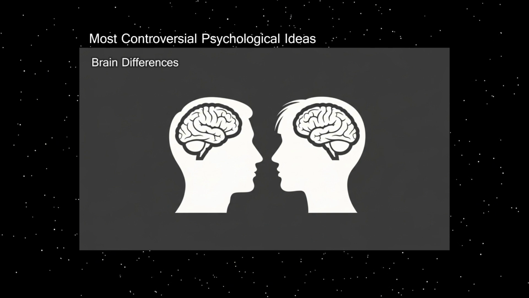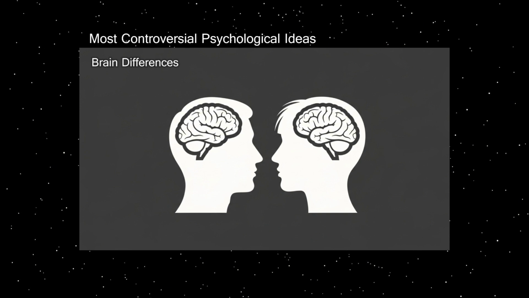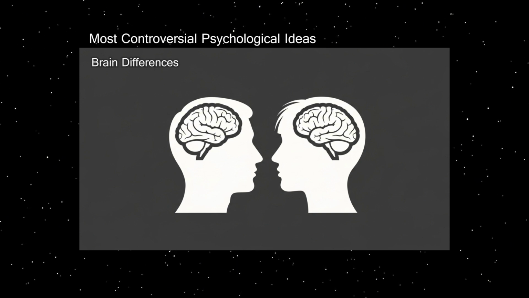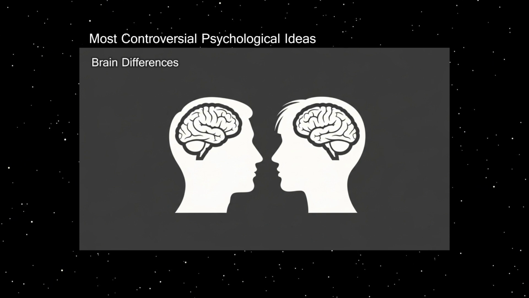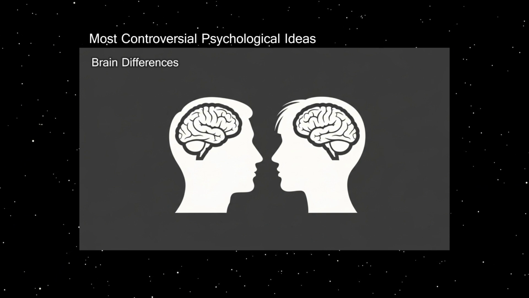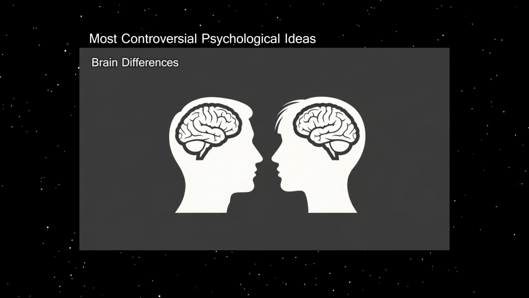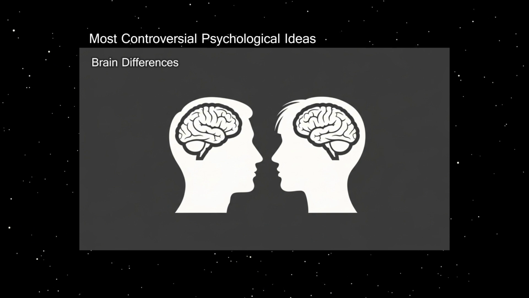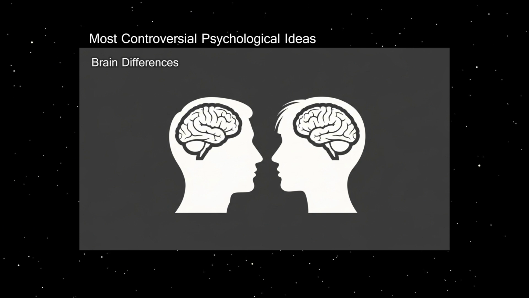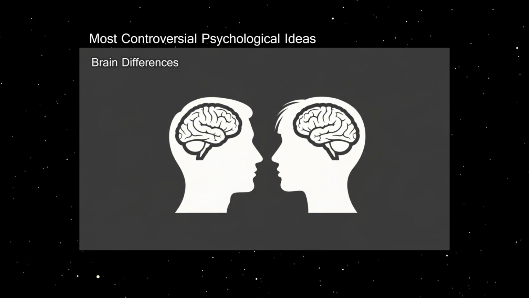The controversy intensifies when attempts are made to link brain differences to psychological traits or abilities. Some researchers argue that sex-based brain differences may contribute to observed patterns in cognition and behavior, for example, men's greater representation in spatial or mathematical tasks, or women's tendency to excel in verbal and emotional domains. These claims, however, are fraught with difficulty.